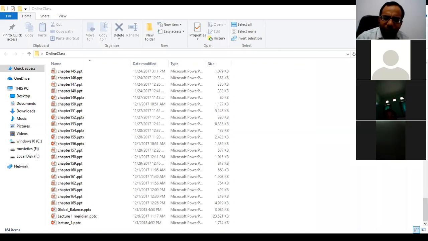Here you can see the correspondence of arm and leg. This is the same thing we have studied. This ankle resembles this ankle. This elbow resembles this, and this area resembles this.